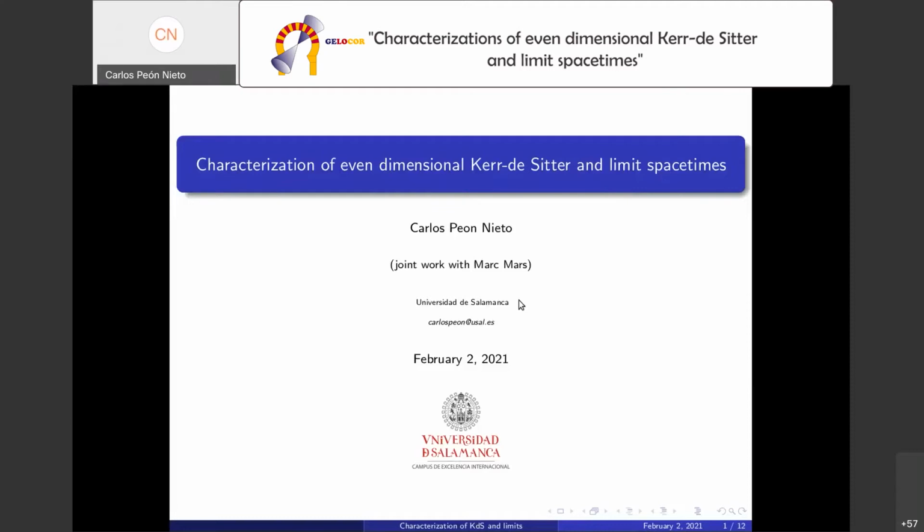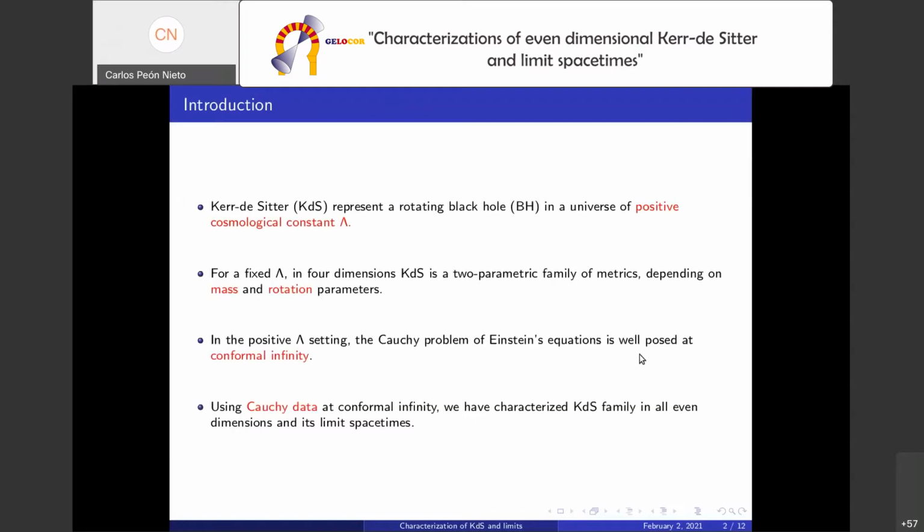So I will be today here discussing the characterization of even-dimensional Kerr-de Sitter and its limited spacetimes, which is a work in collaboration with my advisor Marc Mars. So let me start with a brief introduction of the ideas I will discuss today.